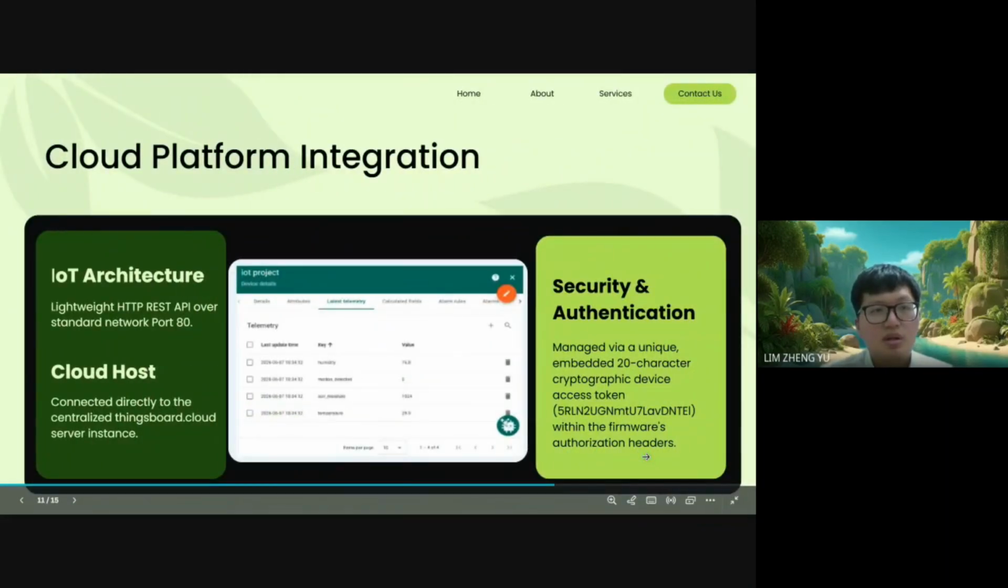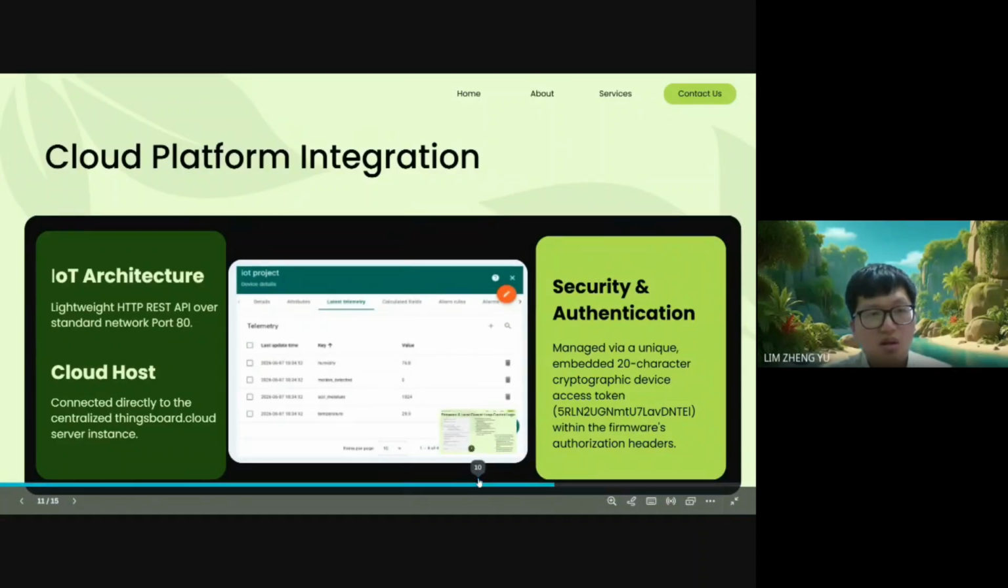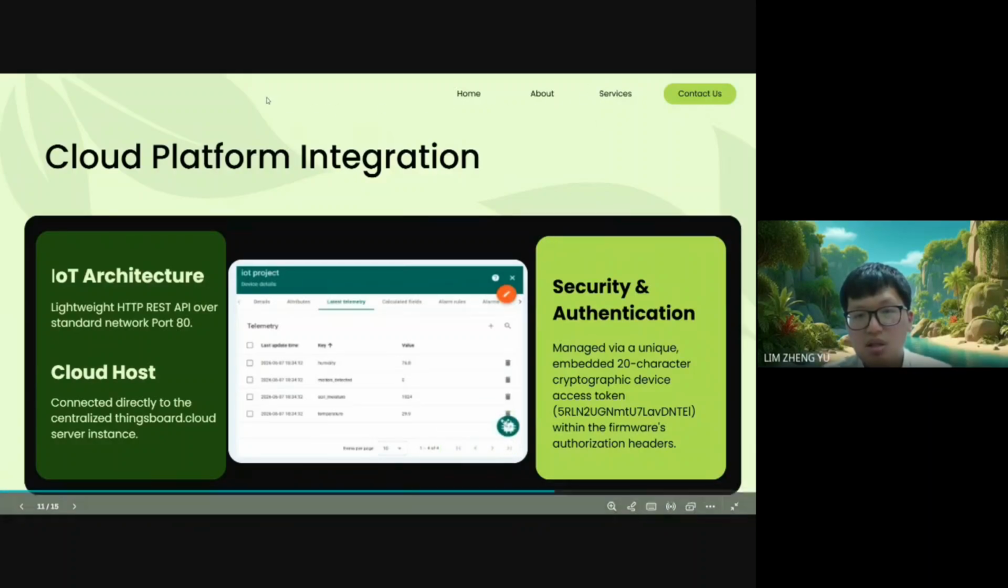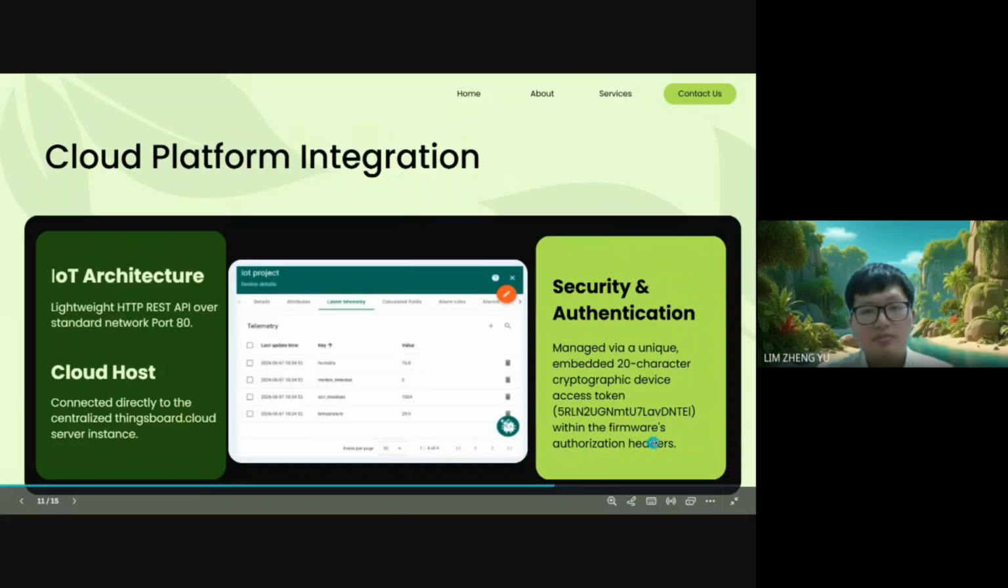Next, here will be the cloud platform integration. First, IoT architecture: lightweight HTTP REST API over standard network port 80. Second, cloud host connected directly to the centralized ThingsBoard cloud server instance. And third, security and authentication, managed via a unique embedded 20 character cryptographic device access token within the firmware authorization headers. Next, I'll pass to my friend.